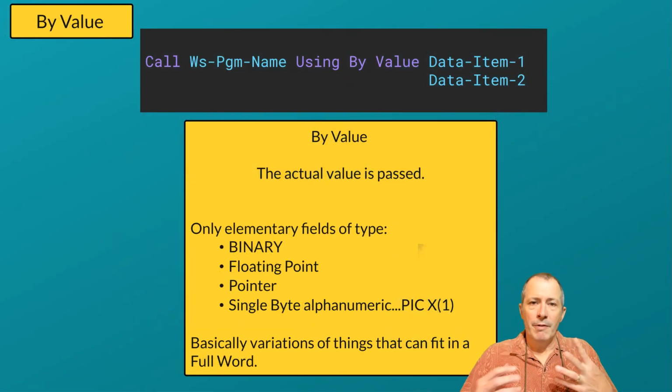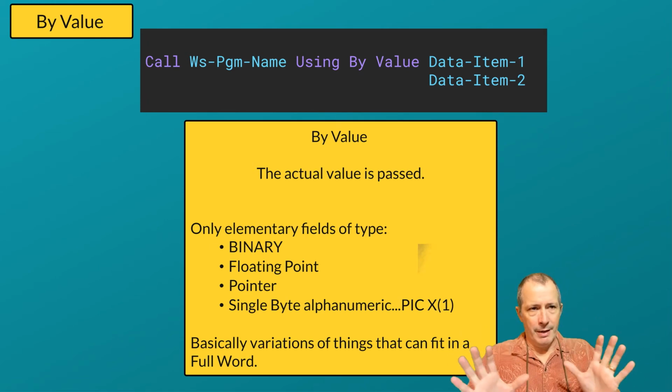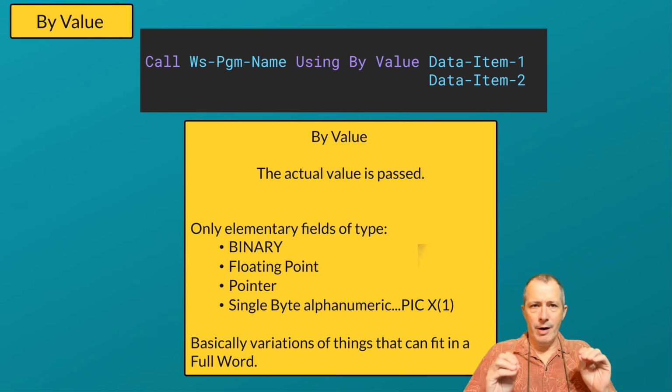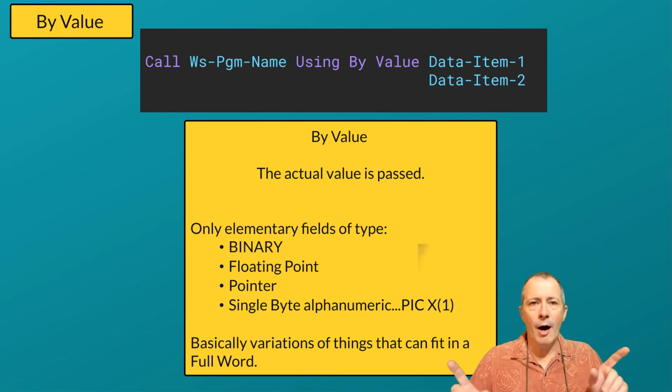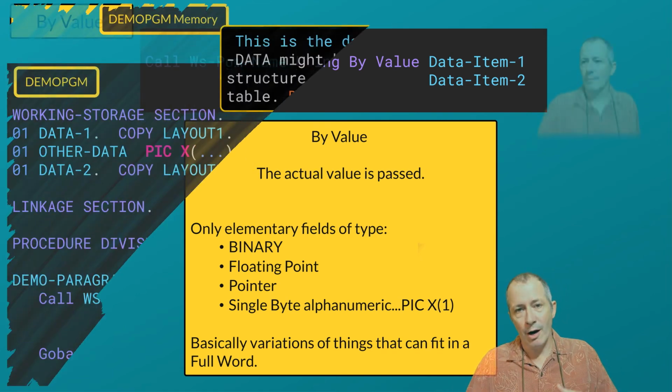The third way is by value. This passes the value. Generally speaking, you can pass a single character if the value is alphabetic or alphanumeric. If the value is numeric, values up to 4 gigs can be passed. Complex structures cannot be passed. Basically, you can pass anything that can fit within a full word. By value is used to interface with programs written in C or Java.